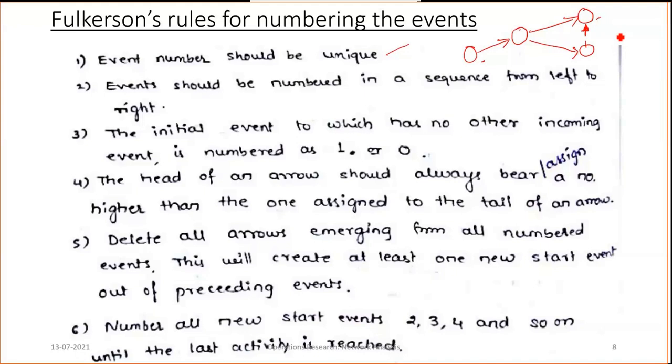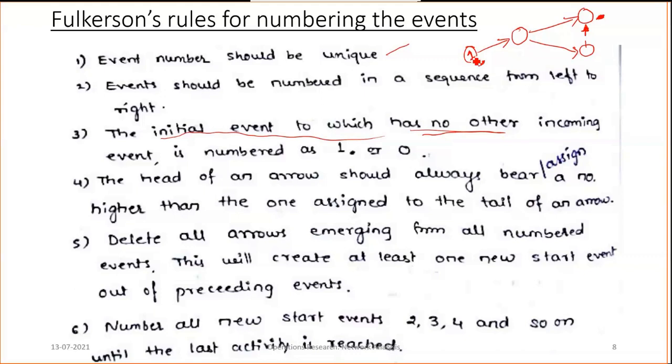The third rule: the initial event is the one which has no incoming activities. For this one, there are no incoming activities, so this is a starting point. And for this one, there are no outgoing activities, so this is the finishing event. For the initial event, we can name it 1 or 0. Usually we start with 1.